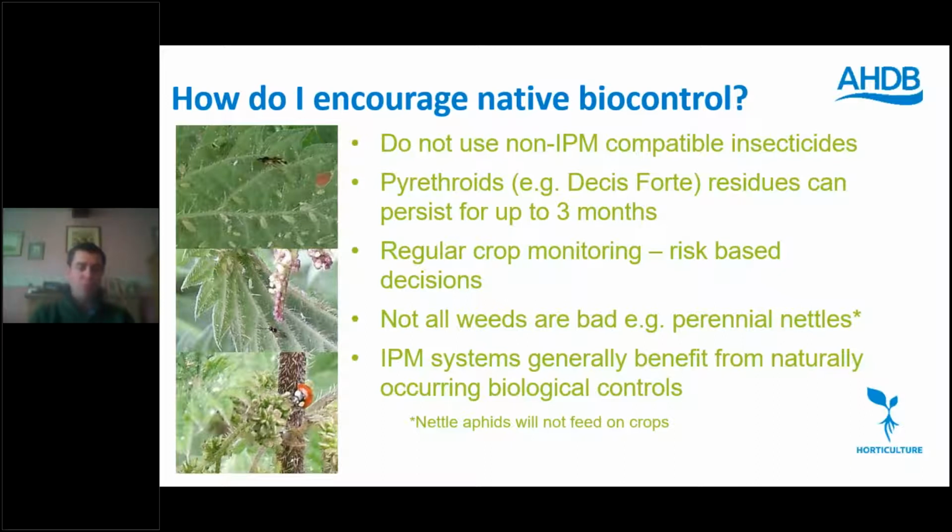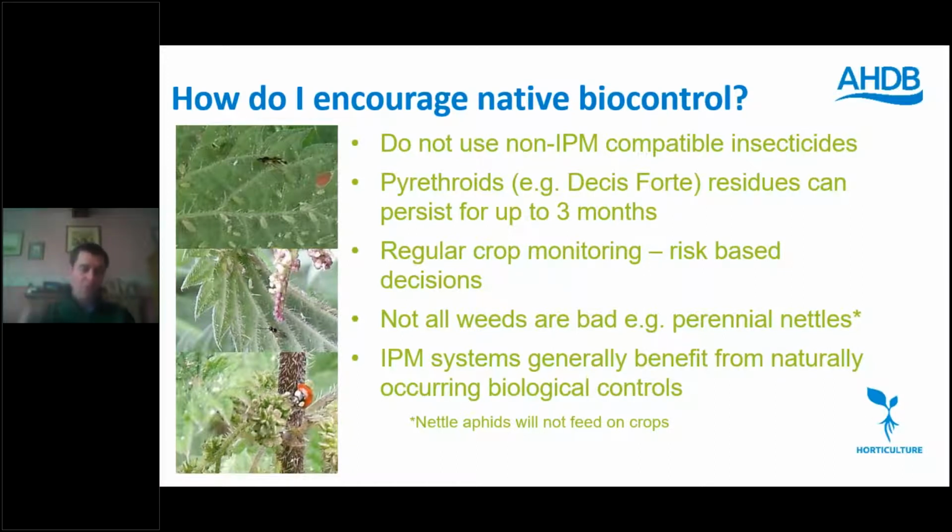And just making the point, not all weeds are bad. So perennial nettles are a really good source of native biocontrols, and you're not going to want perennial nettles growing within your structures, but outside glasshouses in managed areas, they can definitely contribute to pest control. Saying that, you don't want all the areas around the glasshouses to be a mass of weeds just to allow some perennial nettles. So you can still manage the areas, mow round the clumps of perennial nettles that you're keeping and making use of to keep weed pressure down.